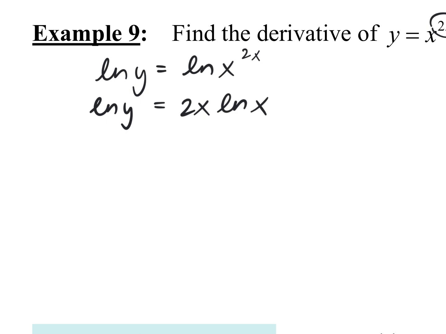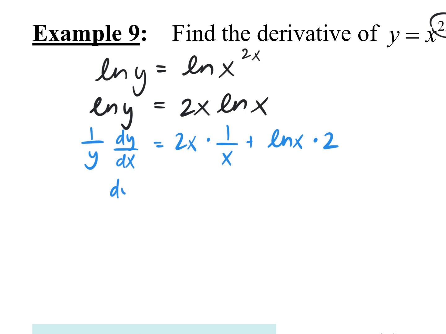Okay, if I take the derivative of the left-hand side, I get 1 over y times dy dx. On the right-hand side, I leave the 2x, I take the derivative of the natural log of x, which is 1 over x. And then I leave the second one alone, take the derivative of the first one, which is 2. And now I can simplify this and solve for dy dx. So dy dx is equal to 2 plus 2 natural log of x.